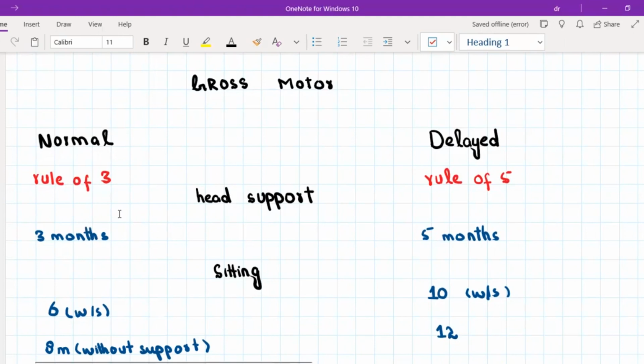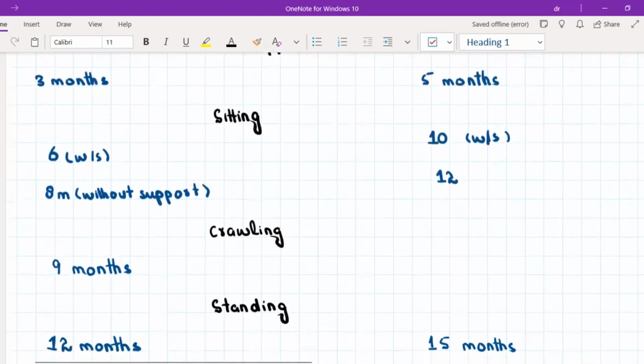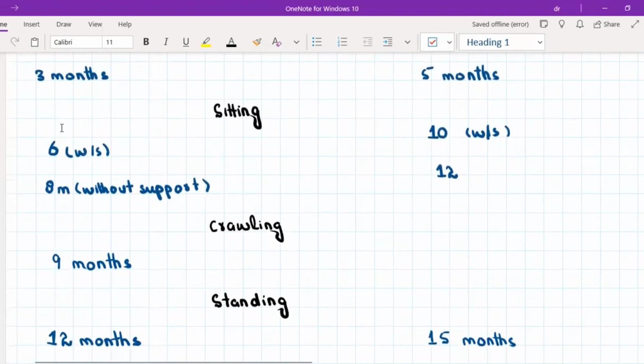So head support starts at 3 months of age, and the second multiple of three is six. So sitting with support is basically at 6 months of age. And then after 2 months, the baby is able to sit without support, but he starts sitting at 6 months of age. So 3 months, and then 6 months, and then 9 months. So at 9 months, the baby is able to crawl. The third multiple of three is nine. So at 9 months, the baby is able to crawl.